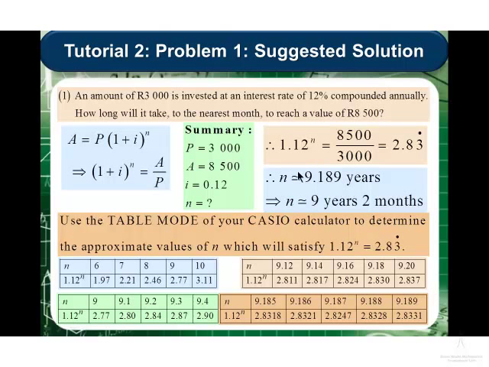If you translate this to months, the 0.89 of a year, we see that it really translates to approximately 9 years and 2 months that is necessary for this particular investment of 3,000 Rand to grow to an amount of 8,500 Rand. And this would be good enough as an answer in this particular case.